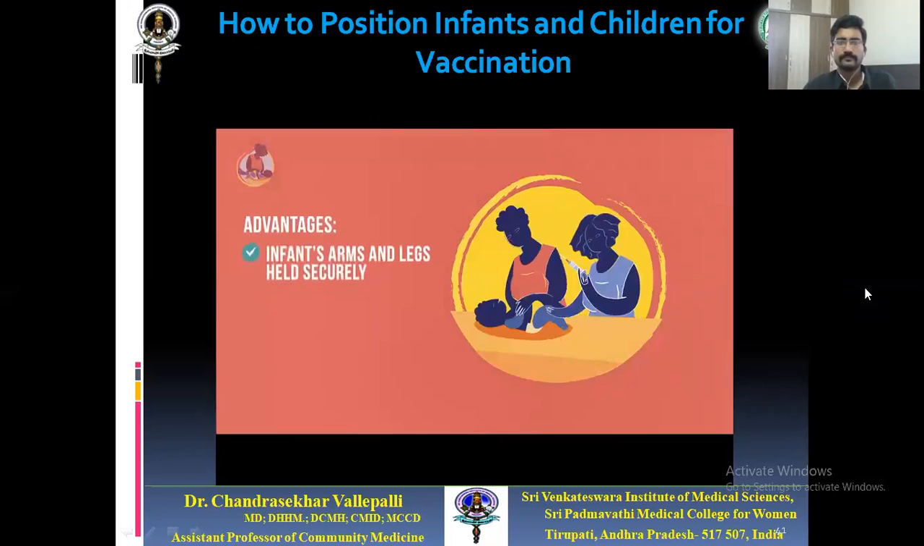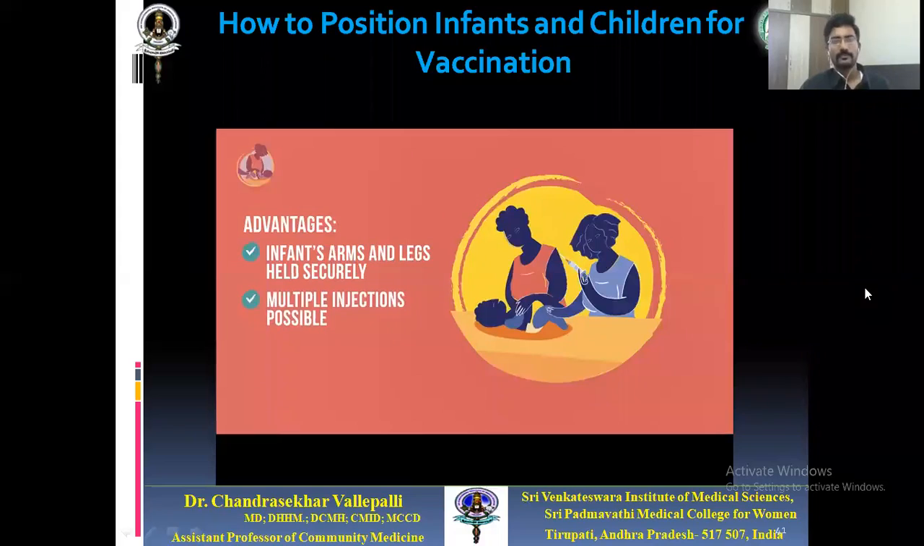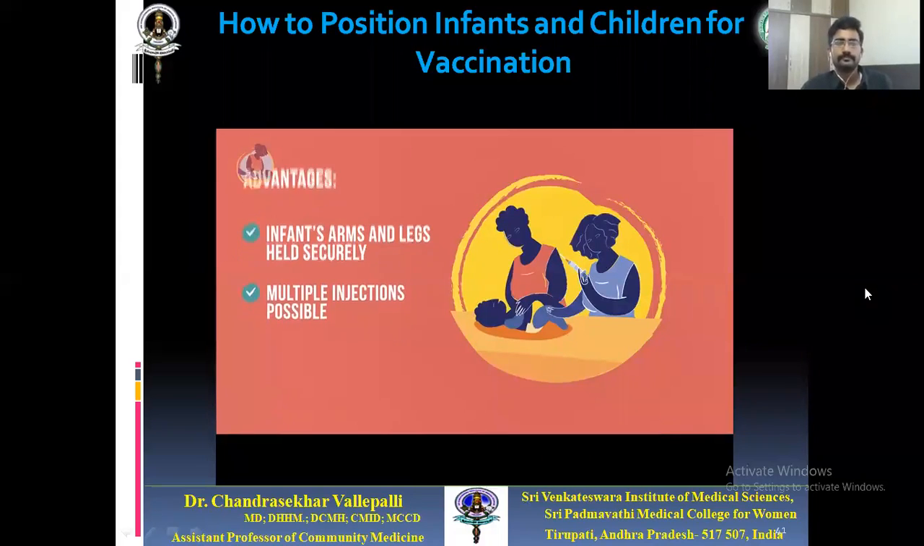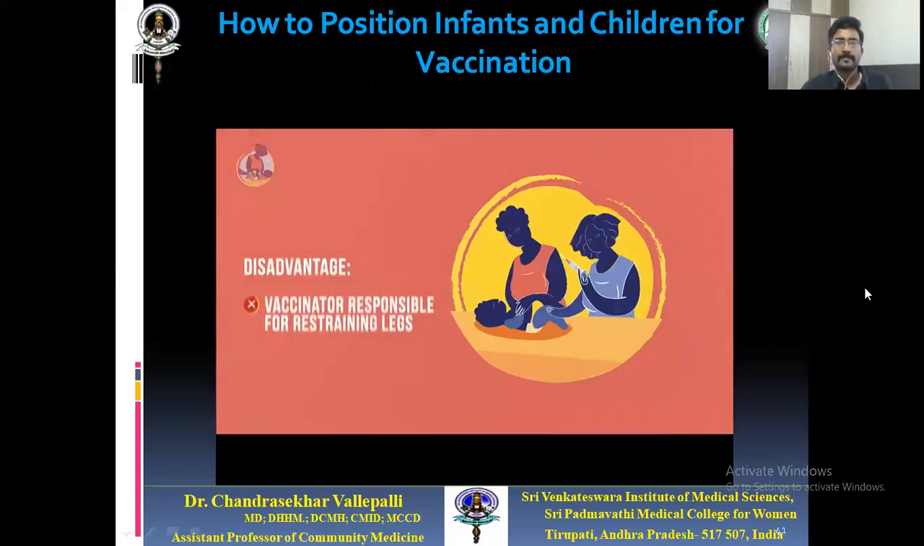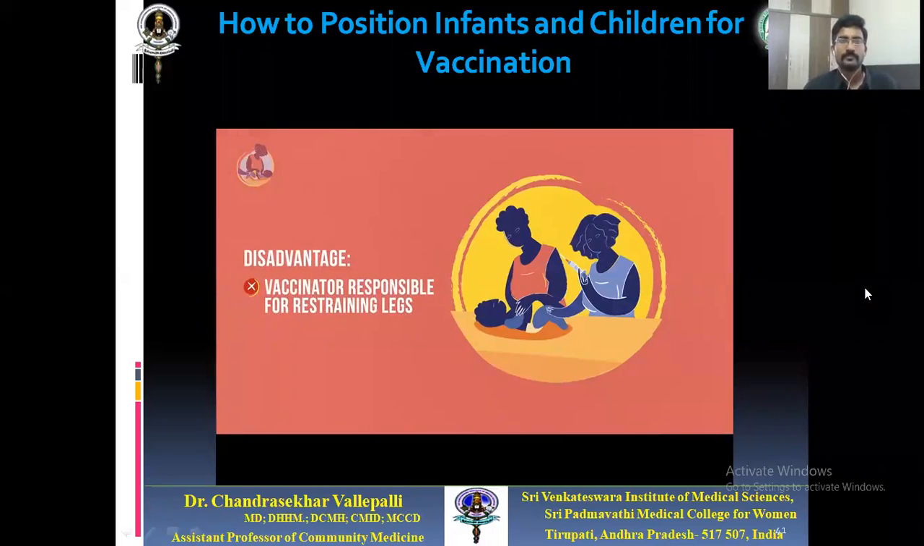The advantages of this position are that the infant's arms are held securely by the caregiver and the infant is comforted by eye contact. Also, it is possible to give an injection in both legs without changing the infant's position. The disadvantage is that you will be responsible for restraining the infant's legs.